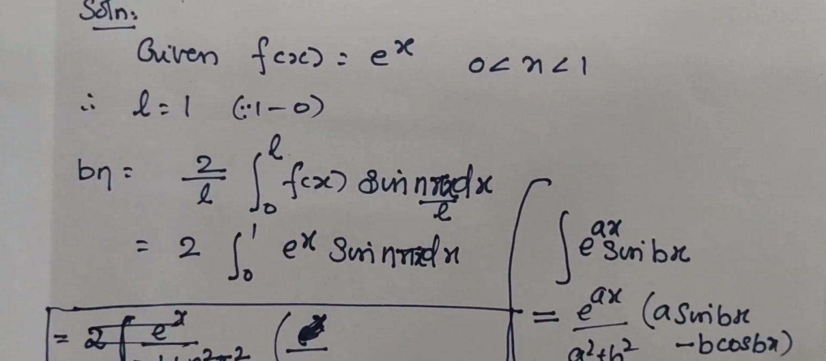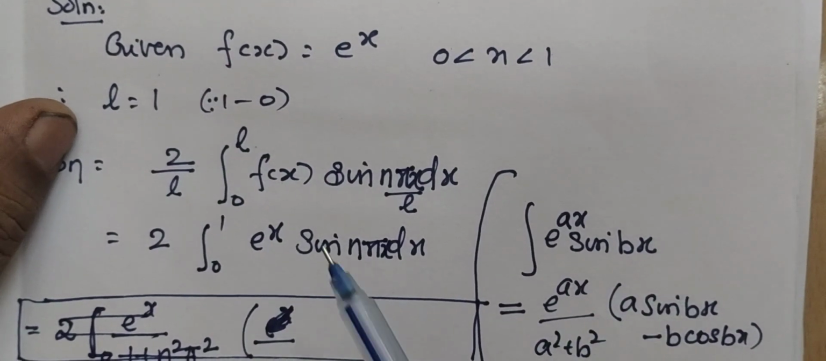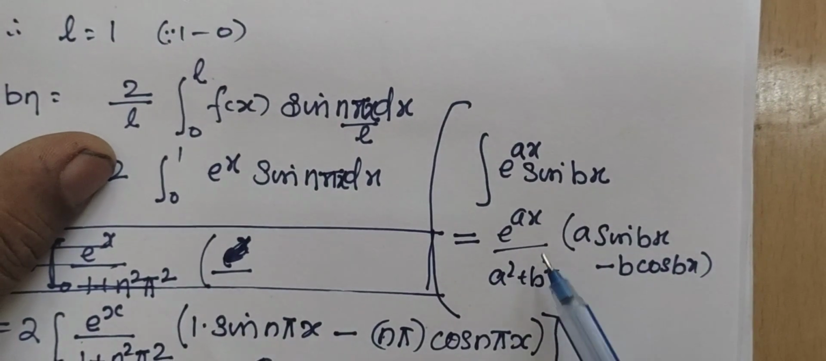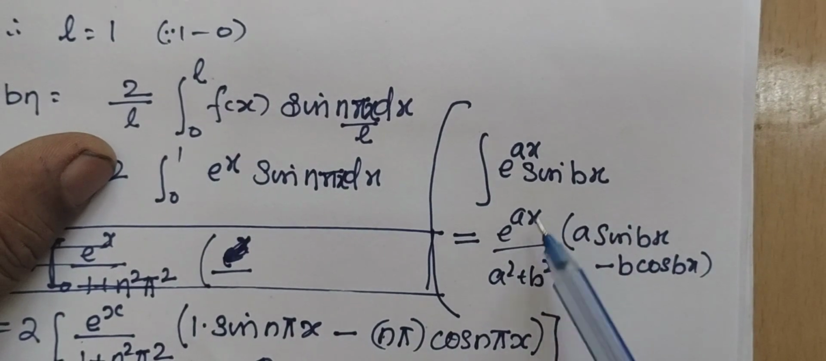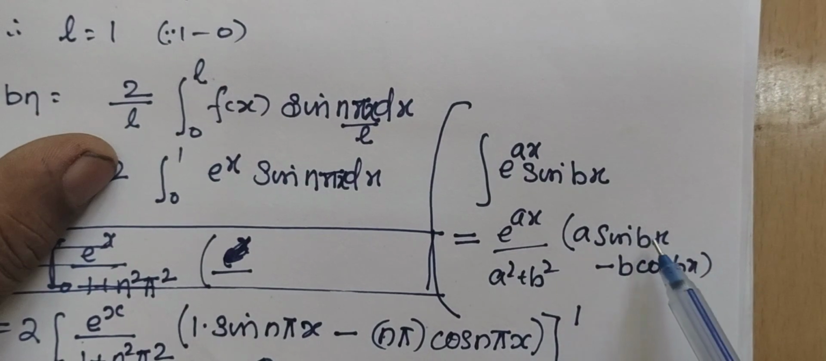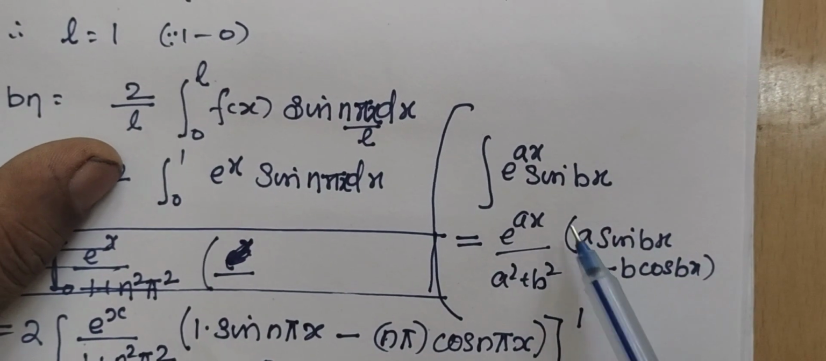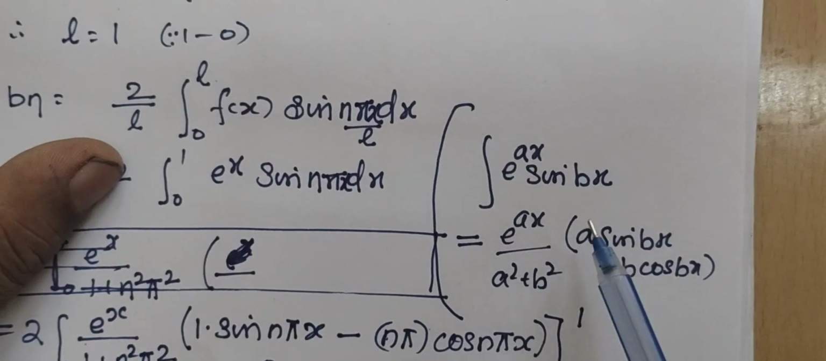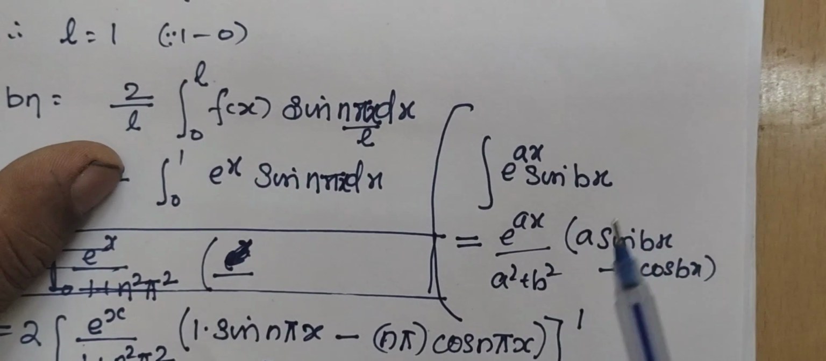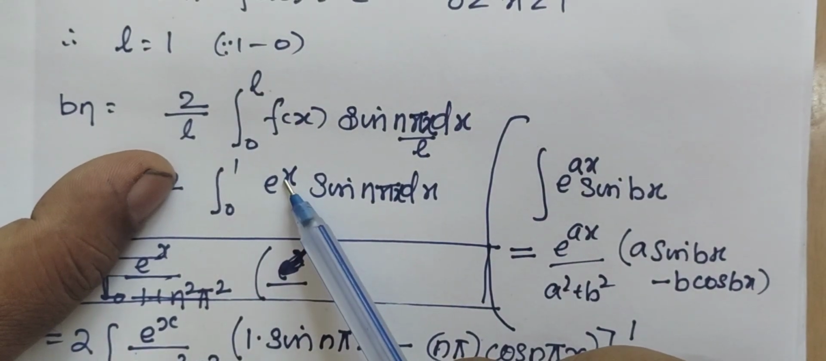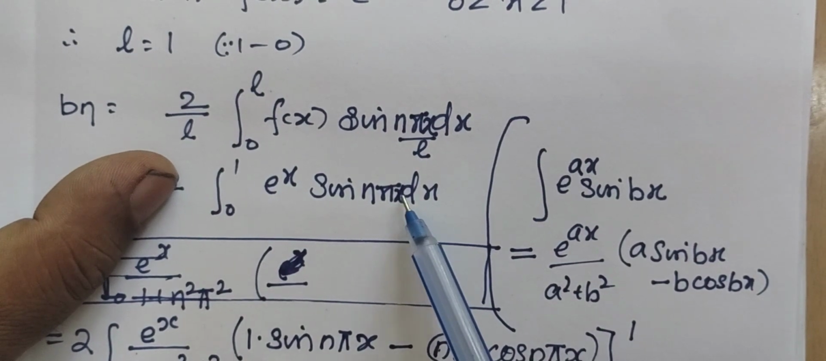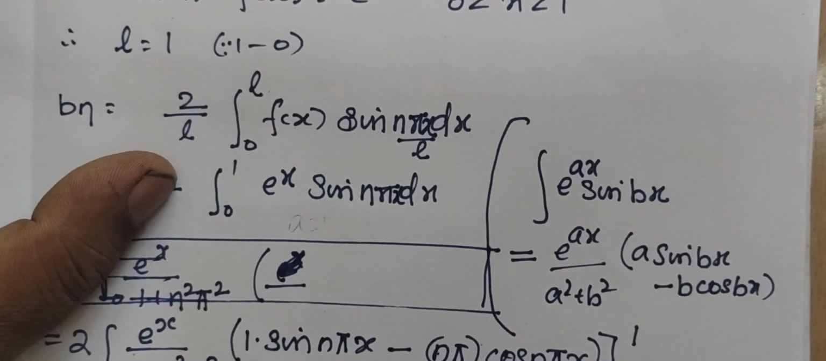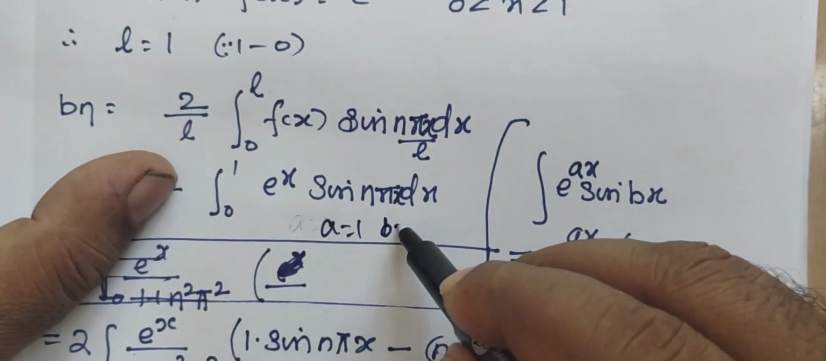Now here we cannot apply the product rule condition. We have a direct formula. This is not a polynomial, exponential function and trigonometric function. So we can apply the direct formula, that is integral of e raised to ax sin bx is equal to e raised to ax by a square plus b square into a sin bx minus b cos bx. Where a is the coefficient of x in the e power, and b is the coefficient of x in the angle. So in our question, the coefficient of x is 1, so a is equal to 1, and b is equal to n pi.